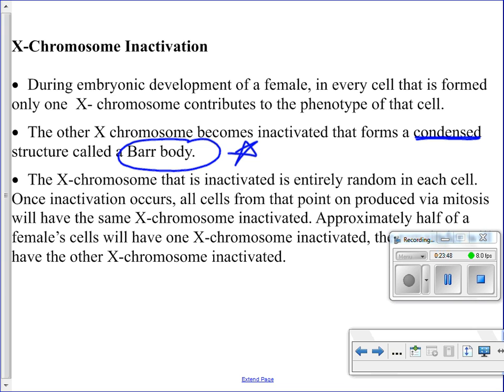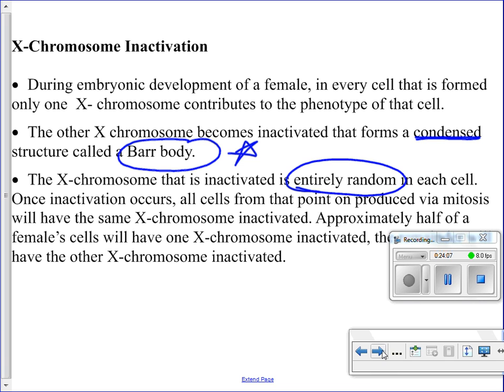So the chromosome that is inactivated is entirely random, which means that out of all of these cells in a female's body, approximately half of them will have one X chromosome that is active, and in the other half of the cells, it will be the other X chromosome that will become activated.